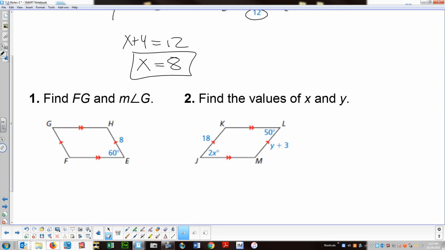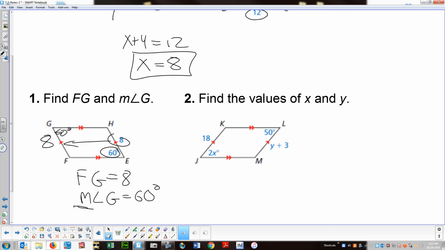How about these bottom 2? Let me pause just a second, let you think about this here. Okay? So look at that, number 1. Try to solve that for yourself. We want to find FG. That means the length of FG and the measure of angle G. Can you see it? FG is this opposite side, opposite 8. So this guy's got to be 8 also, right? Measure of angle G is opposite of this angle. So this guy's got to be 60 degrees also. Remember that M means measure of angle G.